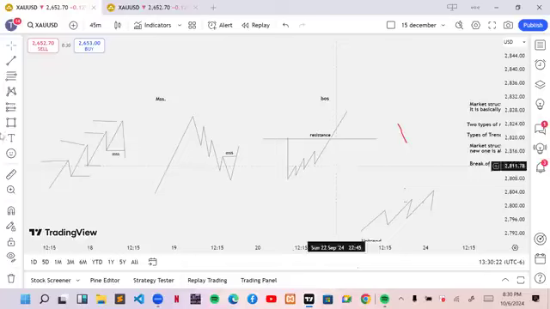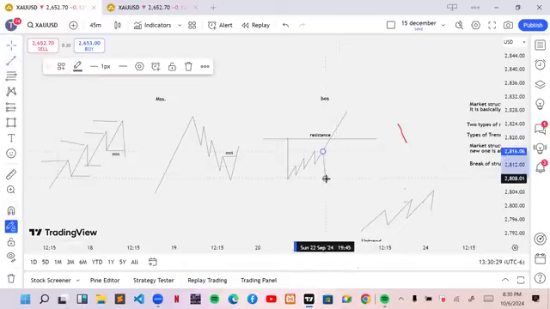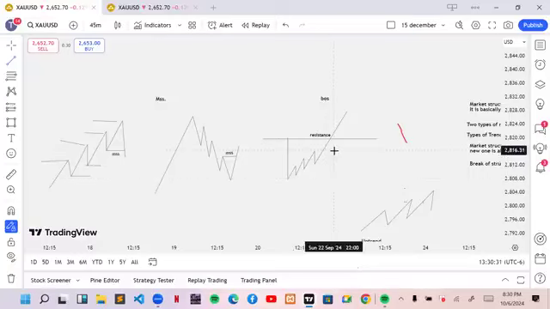If it was a market structure shift, the market would not break to the upside. It would simply break down, changing direction to the downside. But in a break of structure, it will still break towards the direction that the market was trending in before. That is the difference between a market structure shift and a break of structure. In a market structure shift, it changes direction to the opposite side. In a break of structure, it still maintains its current direction, but it breaks a key level in the market.